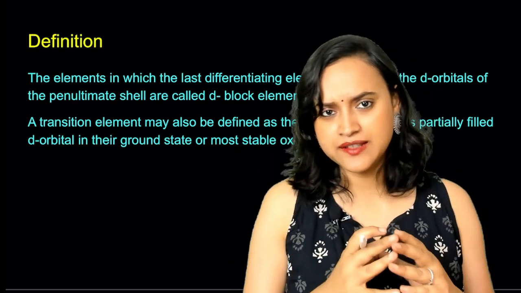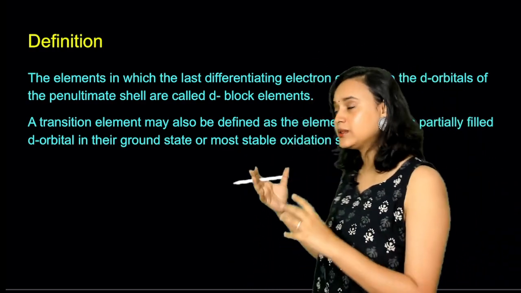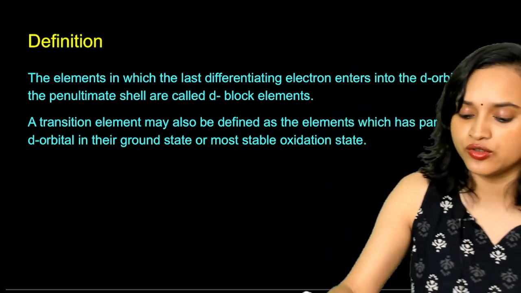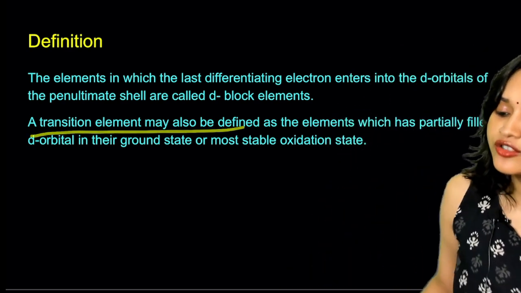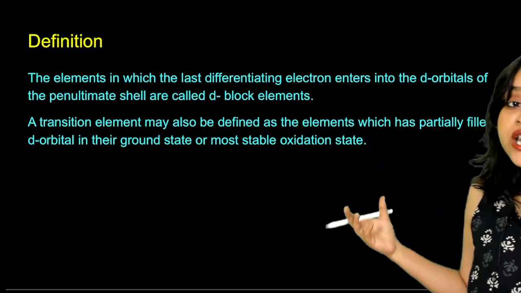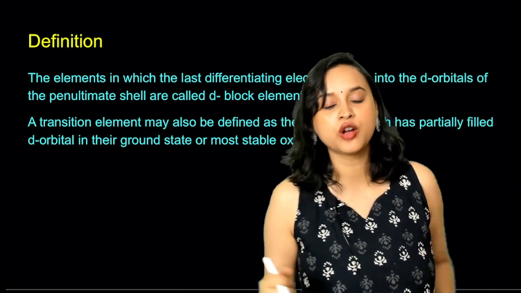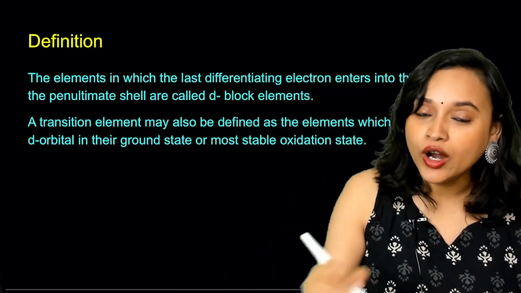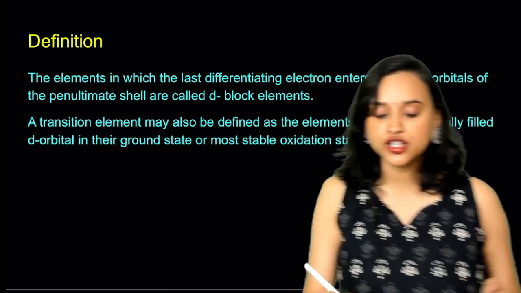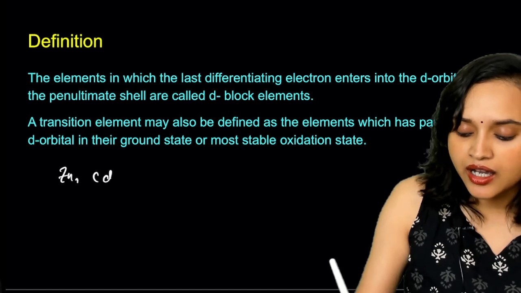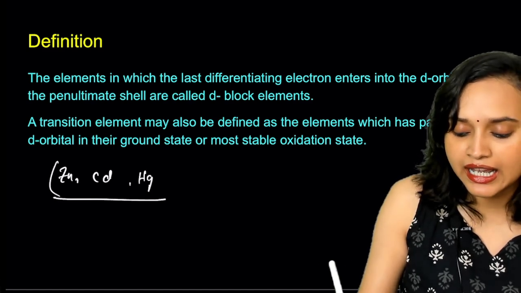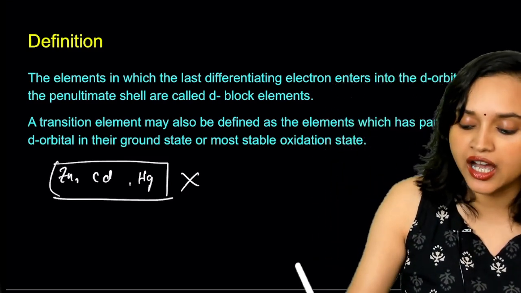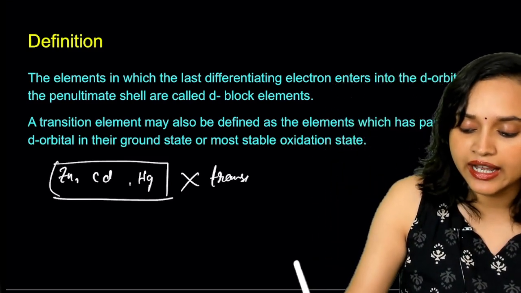Now, in the d block elements, you must have also noticed that these are called transition elements. Let's learn the definition of transition elements. A transition element may be defined as an element which has a partially filled d orbital in its ground state or most stable oxidation state. Therefore, we get to know that zinc, cadmium and mercury, these three elements, are not transition elements.